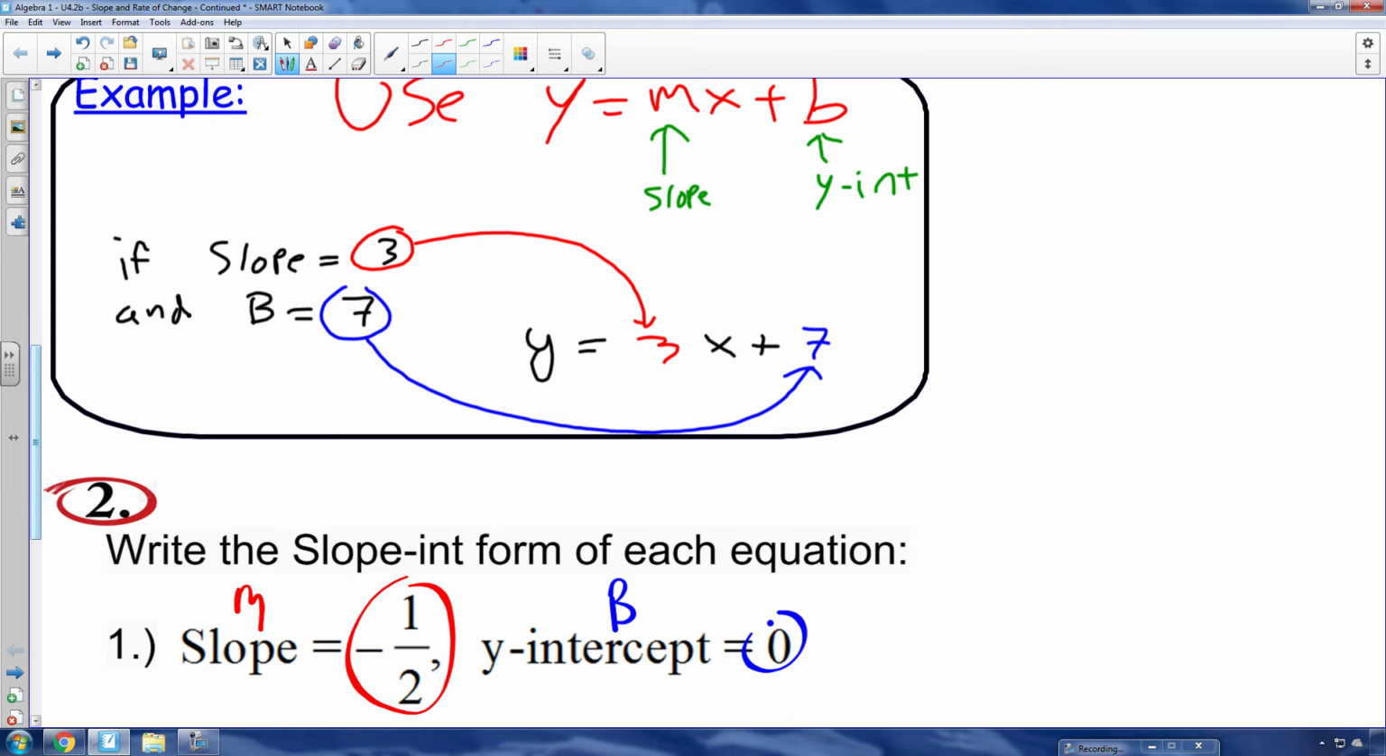So y equals mx plus b. Let's just leave out a skeleton. Y equals mx plus b. So b is blue, that's the y-intercept, that's 0. M is red, it's circled in red, so that's y equals mx plus b.